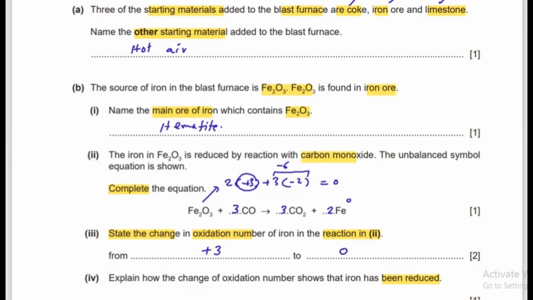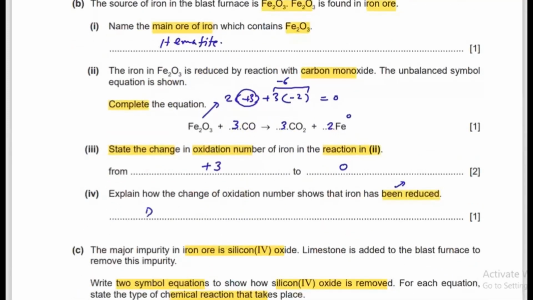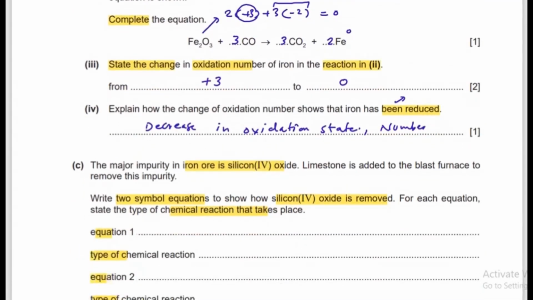Explain how the change in oxidation number shows that iron has been reduced. A decrease in oxidation state is reduction, as we can see that the oxidation state decreases. So a decrease in oxidation state is reduction, and an increase in oxidation state is oxidation. If there is a decrease in oxidation number, we can see that the substance is reduced.